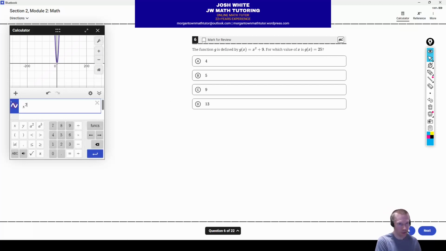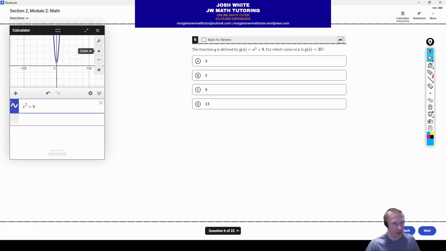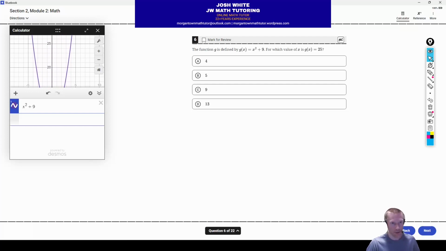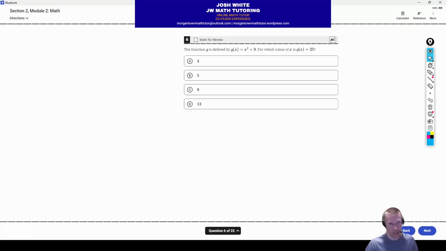So basically we got x squared plus 9. Okay. All right. What is the x value that corresponds to, so we're looking at 4, 5, 9, 13, to a y value of 25. You can see right here it is, if I can get right on top of it, 4, 25. Difficult to say the exact point, but you get the idea. It's going to give us 4 because all the other ones are going to be much larger, 5, 9, and 13.